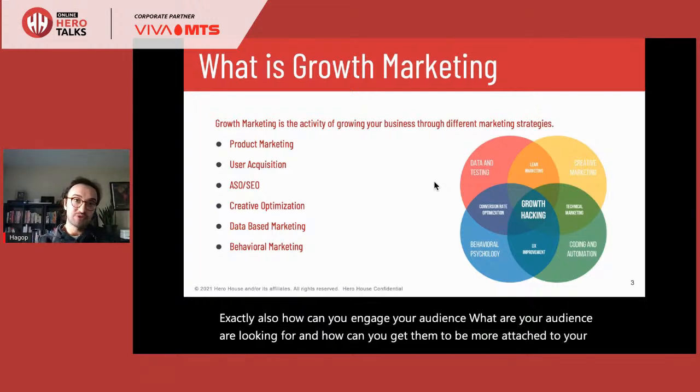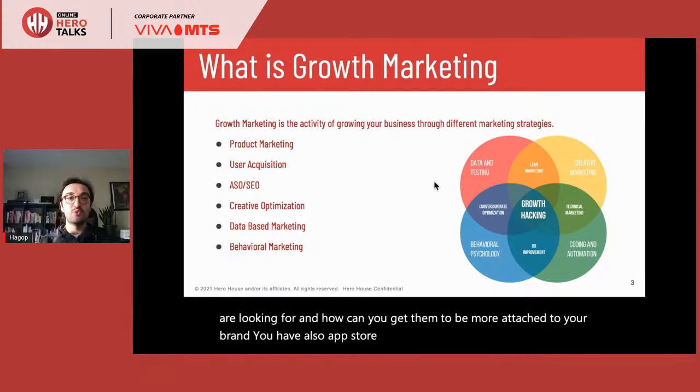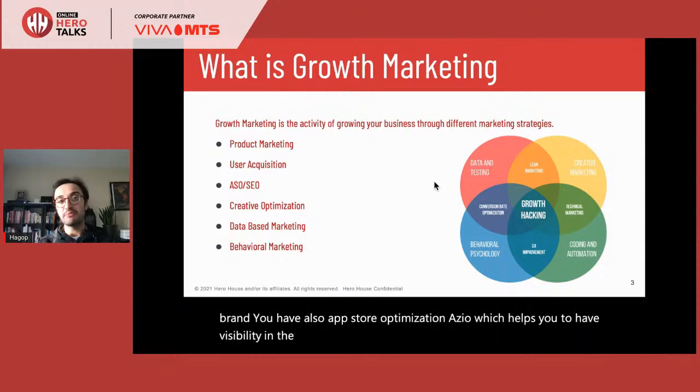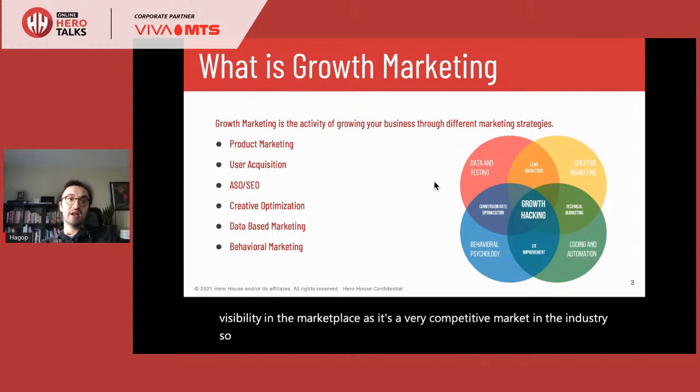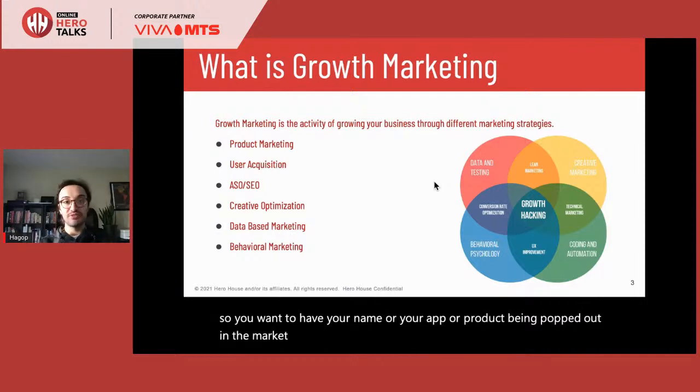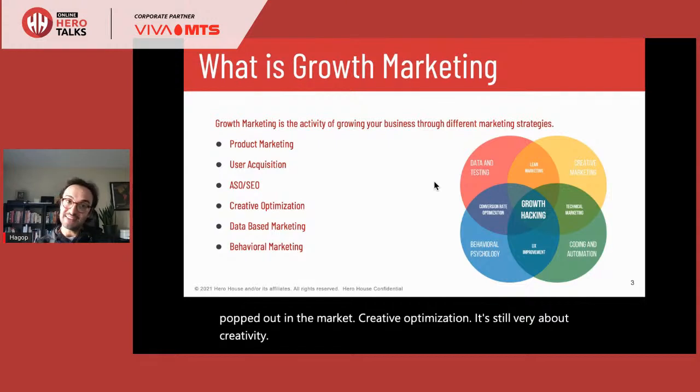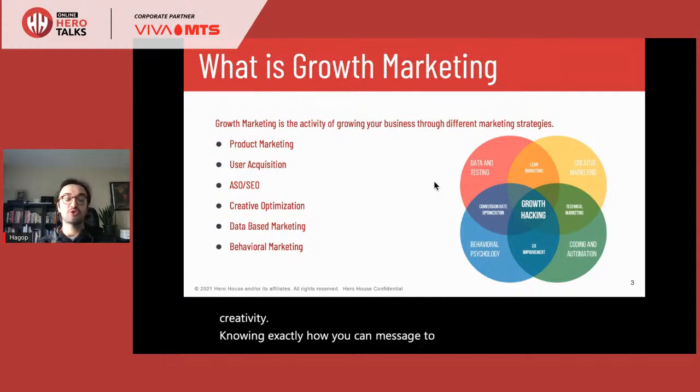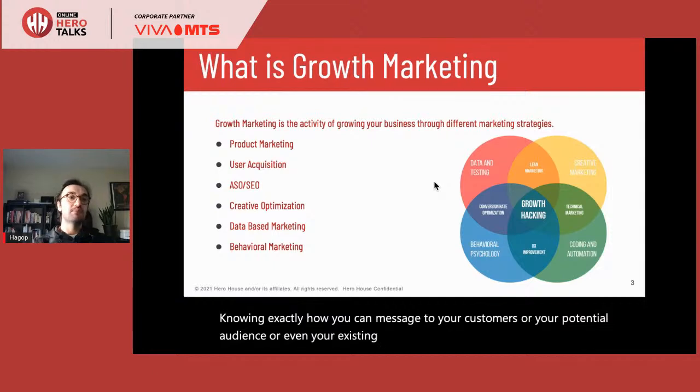You have also app store optimization, SEO, which helps you to have visibility in the marketplace. As you know, it's a very competitive market in the industry, so you want to have your name or your app or product popping out in the market. Creative optimization, it's still very much about creativity, knowing exactly how you can message to your customers or your potential audience or even your existing audiences.